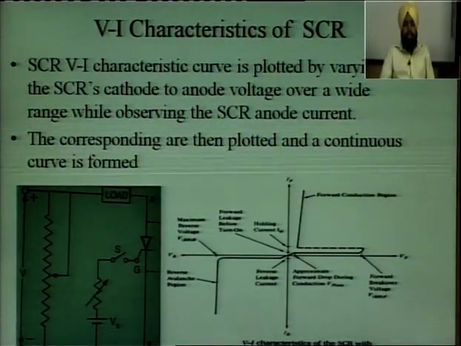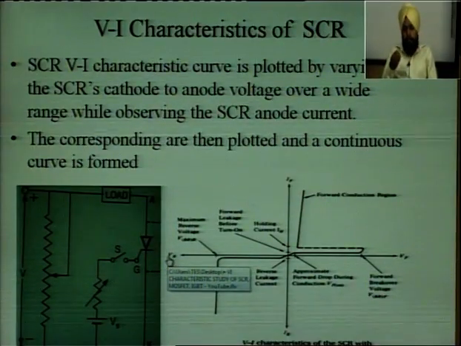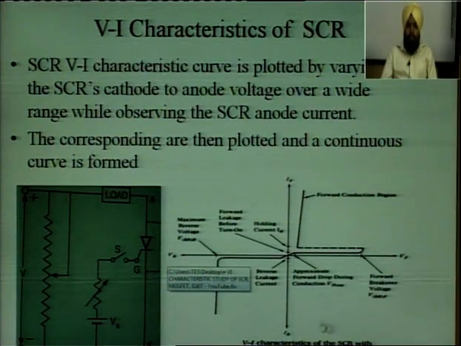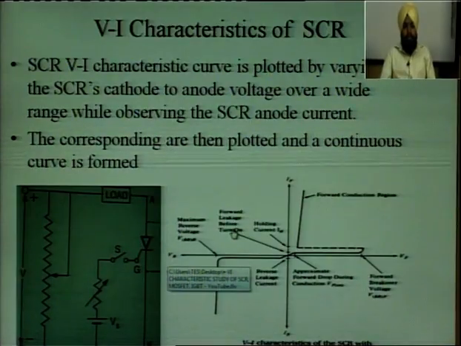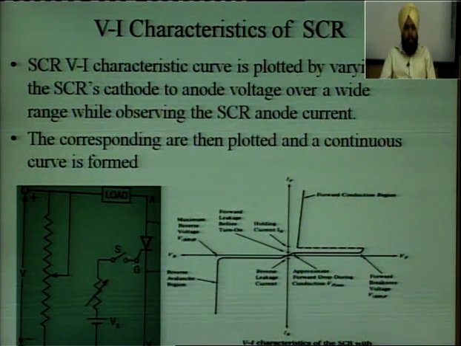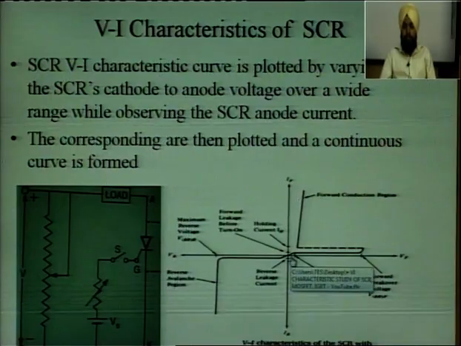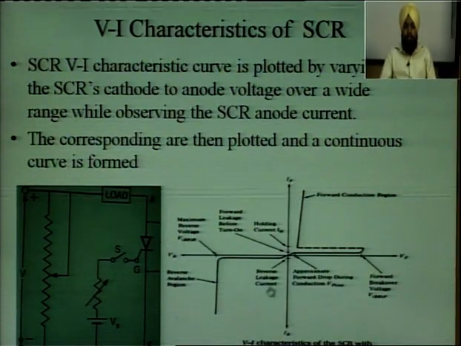Next is the VI characteristics of SCR. What we have studied so far, now we are drawing in graphical form. So, three cases we have discussed. To draw the VI characteristics, first we have to draw the same circuit diagram, and the three cases can be obtained. First is forward bias with gate open, second is forward bias with gate closed, and third is reverse bias.